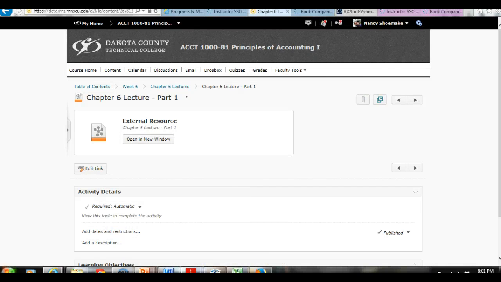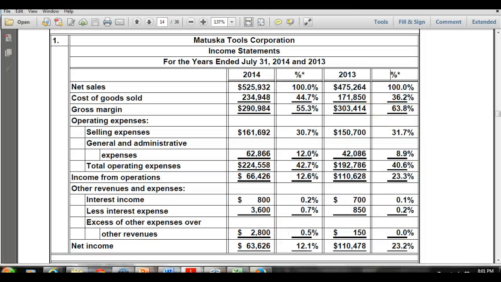If we look at this problem, the multi-step should show the net sales, cost of goods sold equals our gross margin. Then from there, we've got our operating expenses, which would be our selling and admin expenses. Our general and admin expenses give us our total operating expenses. Then we've got our income from operations. After that, we've got our other revenues and other expenses, and ultimately our net income.